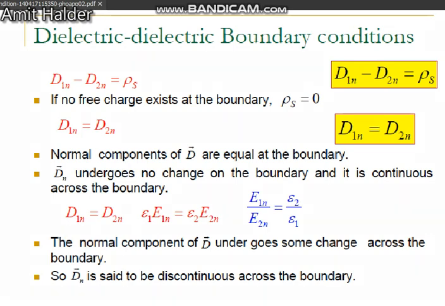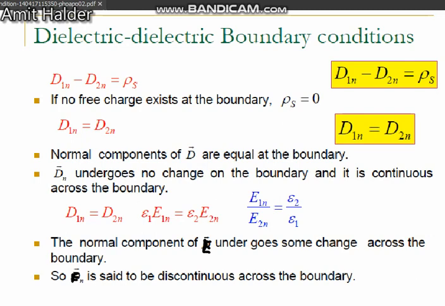So the normal component of E also undergoes some change across the boundary, as we can see here. E1n epsilon 1, E2n epsilon 2. That means they are anti-proportional to each other. They are not proportional, they are anti-proportional to each other. So the normal component of E undergoes some change across the boundary. So En is also said to be discontinuous across the boundaries.